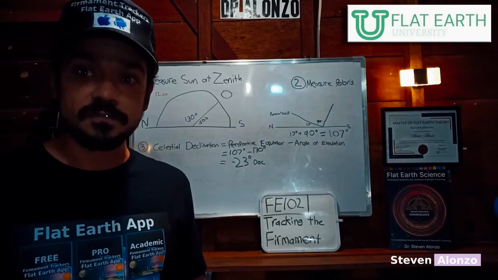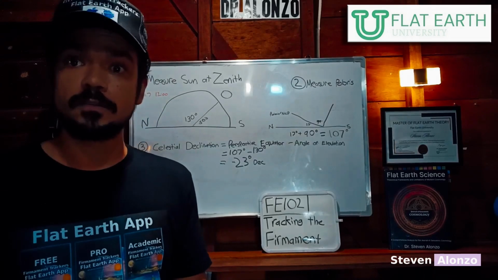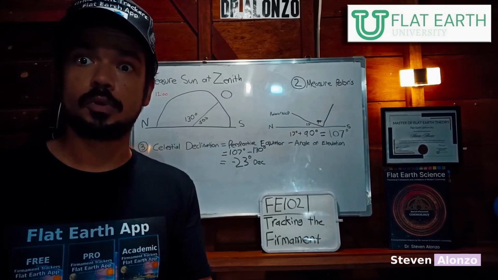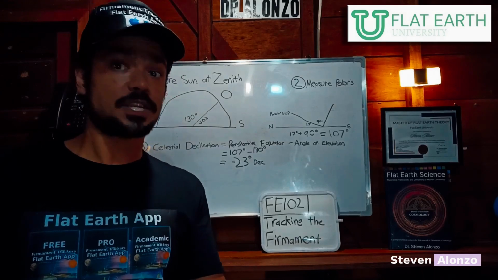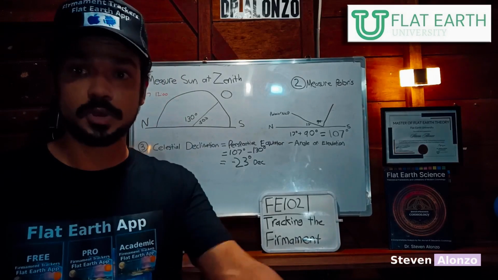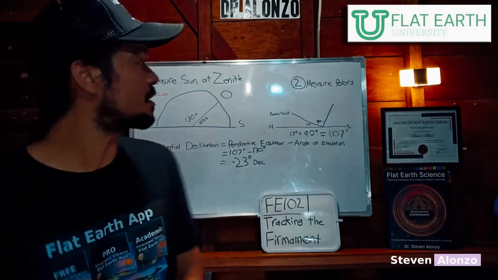So because the Earth is flat, your latitude will also be equal to the angle of elevation for your north celestial pole or your south celestial pole. So if you live in latitude 40 degrees north, somewhere in the United States, that would mean Polaris is also going to be 40 degrees from your horizon.